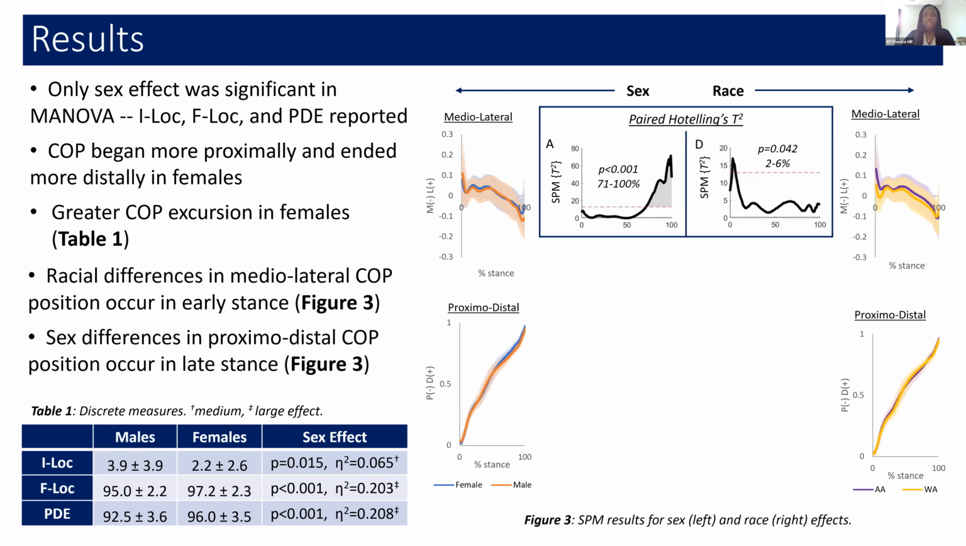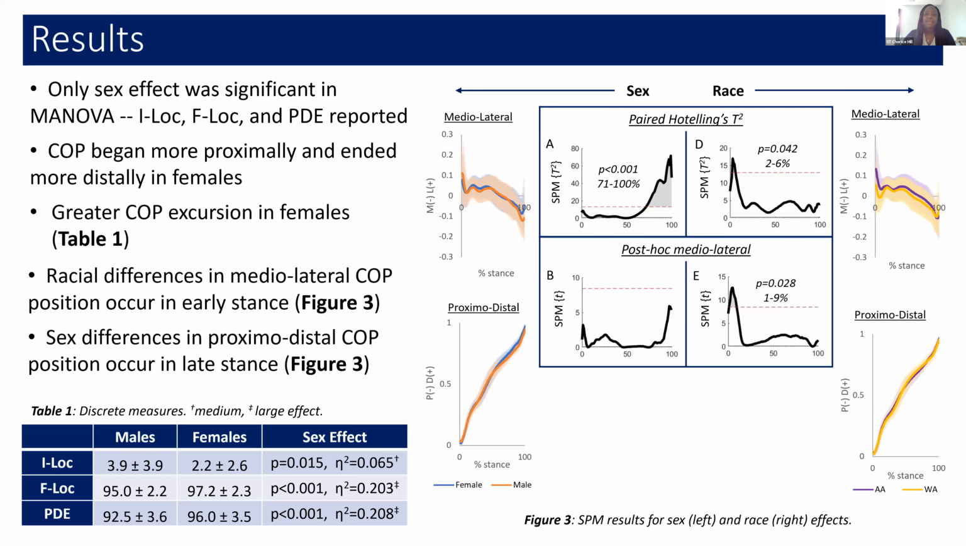And then we continued on to look at the continuous data. And here shown in the figure on the right side, figure 3, you can see all of the sex differences shown on the left-hand side of the figure and all of the racial differences shown on the right side. So at the top, we've shown the paired Hotelling's T-square test, which again takes into account both COP components. And you can see that we found a sex difference throughout late stance and a racial difference very early in early stance.